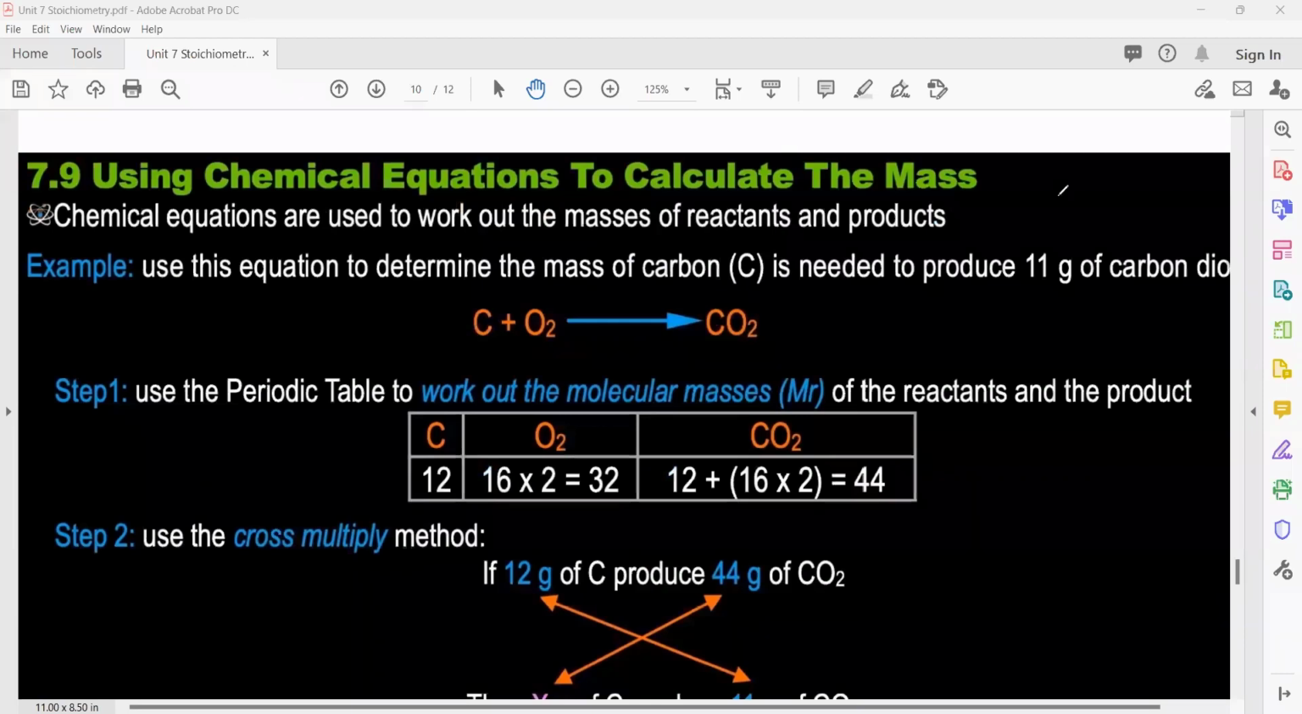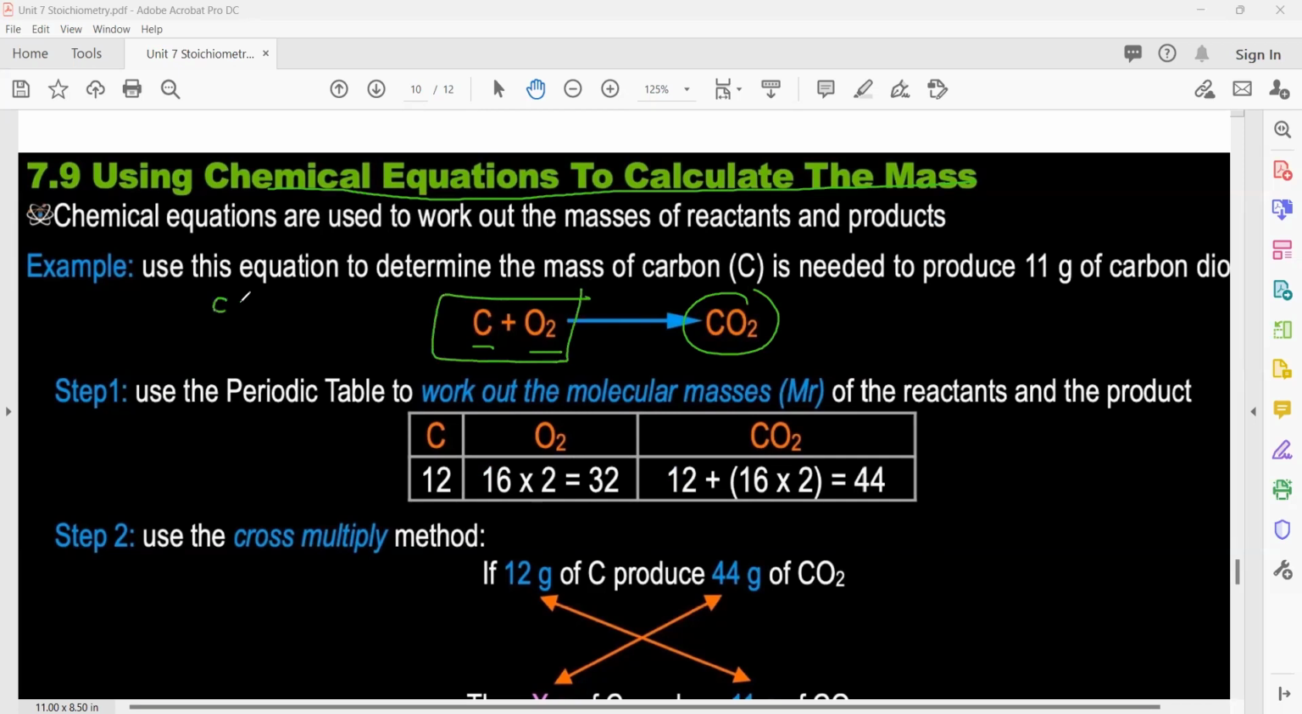Now, using chemical equations to calculate the mass. Let's say you have a chemical equation: carbon reacting with oxygen and giving you carbon dioxide. Now use the periodic table. If I want to calculate the mass of this side, I have carbon and oxygen. Carbon, how many atoms? One. Oxygen, how many atoms? Two. What is the Ar of carbon? 12. What is the Ar of oxygen? 16. So 1 multiplied by 12 is 12, and here 32. If I add both, it is 44. So the total mass of reactants is 44 grams.